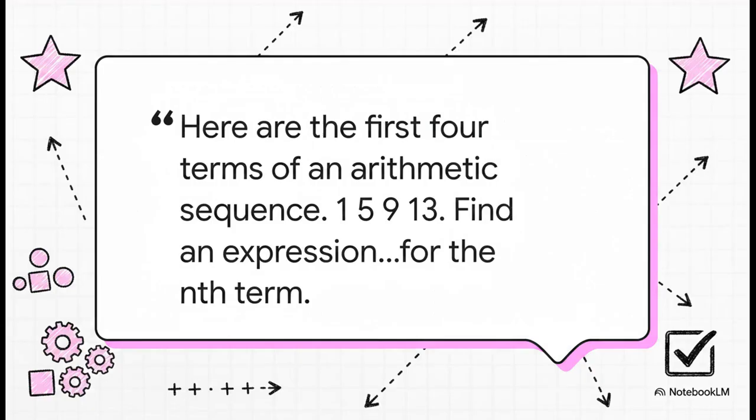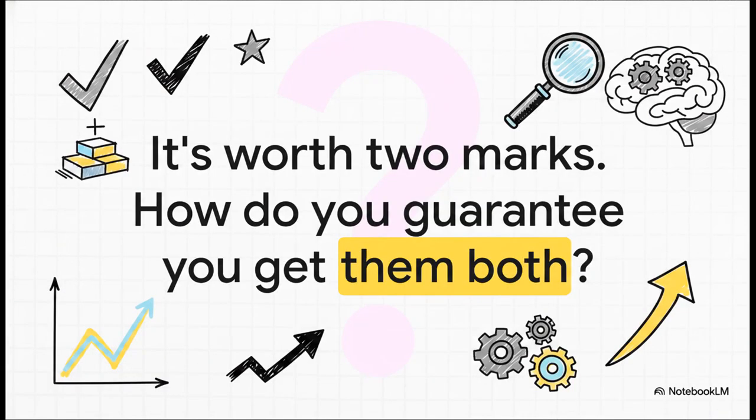Here are the first 4 terms of an arithmetic sequence: 1, 5, 9, 13. Find an expression in terms of n for the nth term of this sequence. Now pay close attention to that little bit at the end. It's worth a total of 2 marks. Now, 2 marks might not sound like a huge deal, but trust me, they all add up.